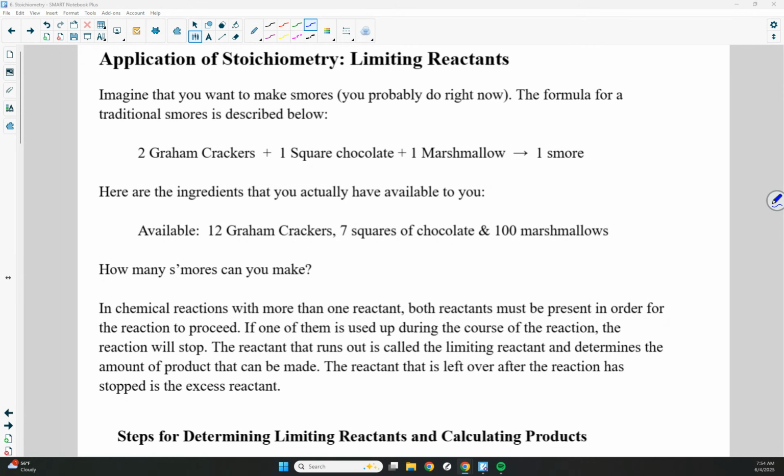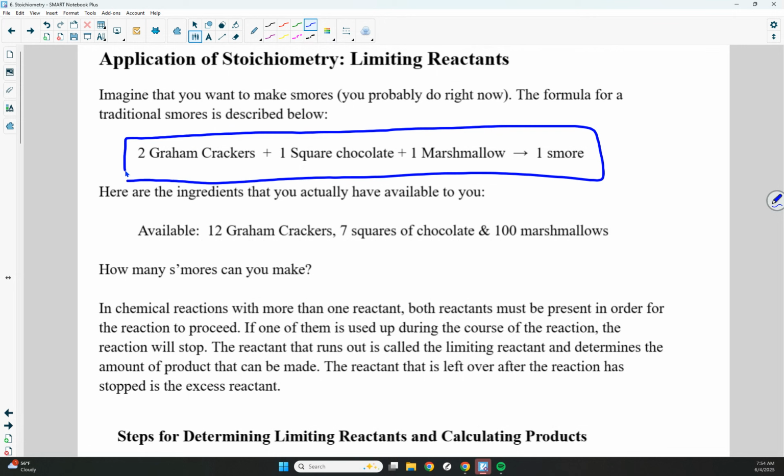So take a look at what is essentially our equation up here, and this has a lot of things in common with a chemical equation. It's also more commonly known as a recipe, right? So the recipe is you need 2 graham crackers, 1 square of chocolate, and 1 marshmallow to make 1 s'more. At least this recipe. Now everyone has their own particular type of s'more that you make, but this is kind of the old school basic s'more recipe, all right?